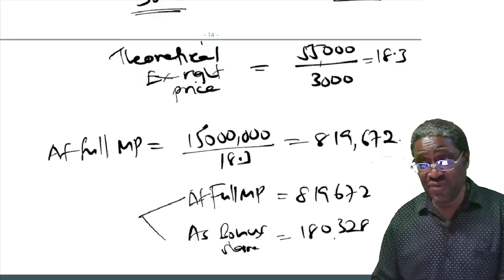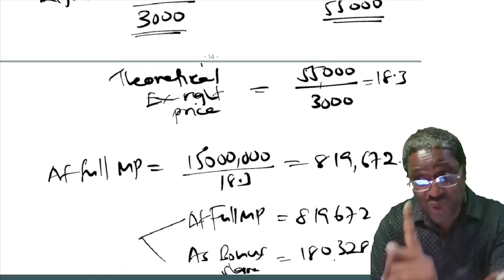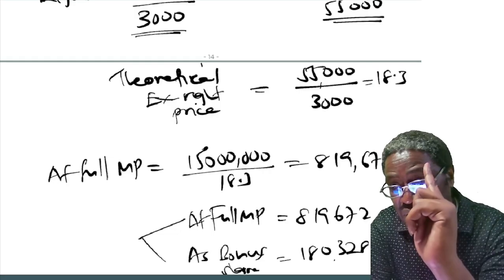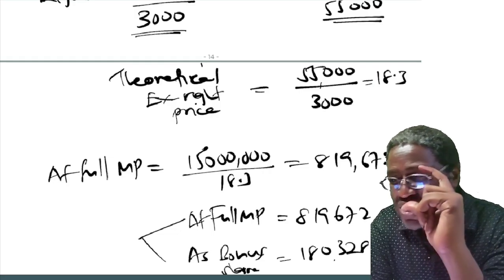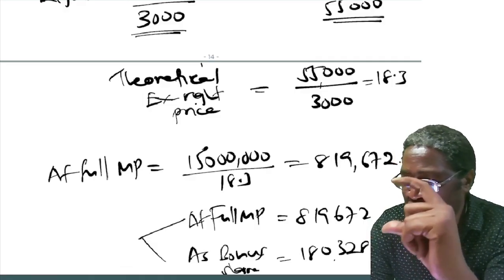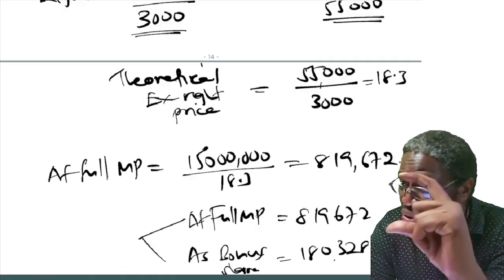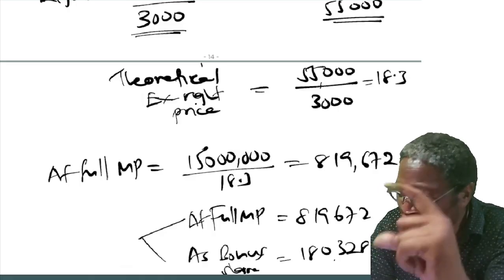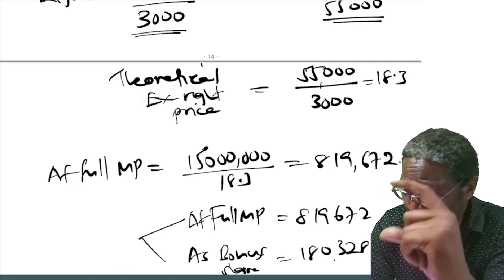Are we together so far? Somebody say yes or no. Are we together so far? How to separate is important. How to separate the number of shares deemed to be issued at full market price when it is a rights issue.